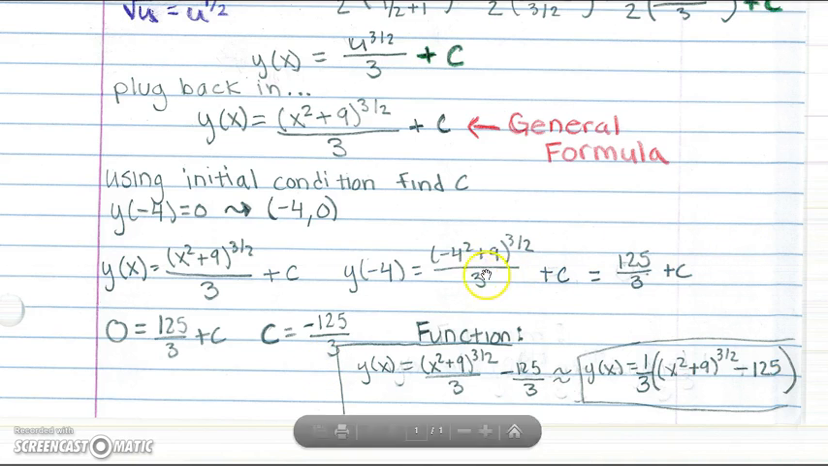So our function is now going to be y of x equals the quantity x squared plus 9 to the 3/2 divided by 3 minus 125 over 3, which you can then take the 1/3 out because it's in both parts of our function. So you end up getting y of x equals 1/3 times the quantity x squared plus 9 to the 3/2 minus 125. And there you go. That's our answer.